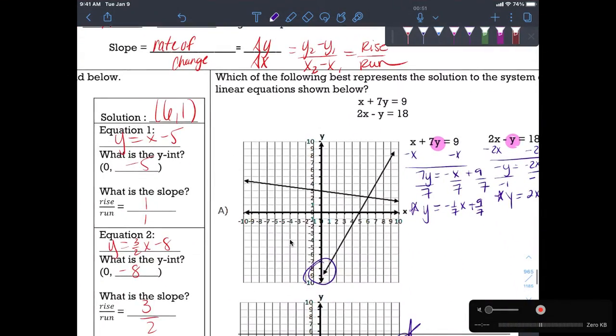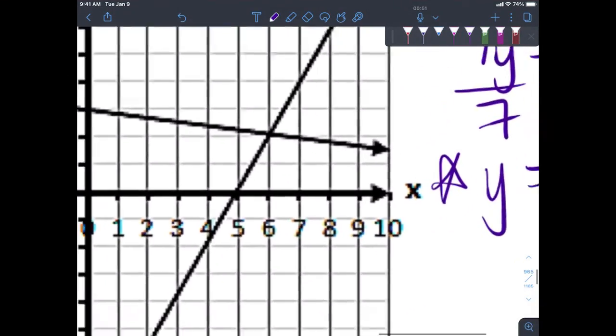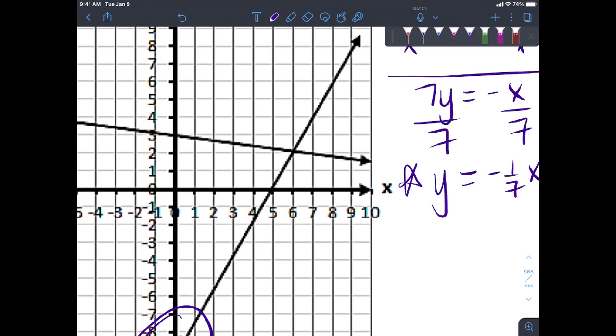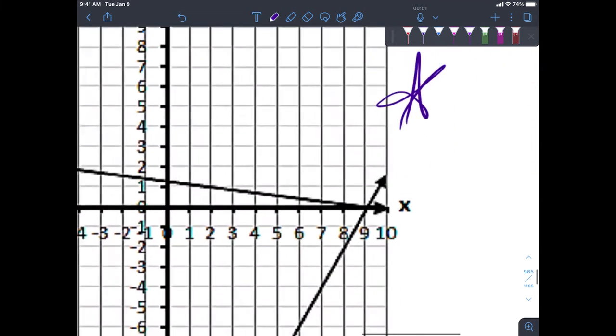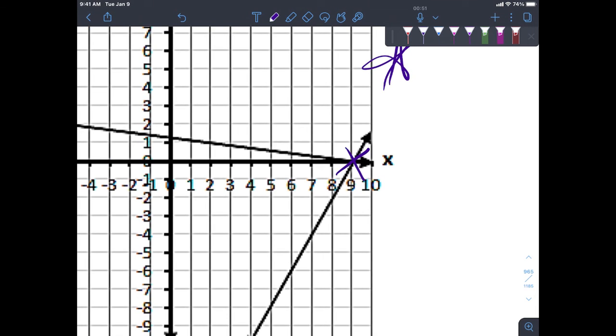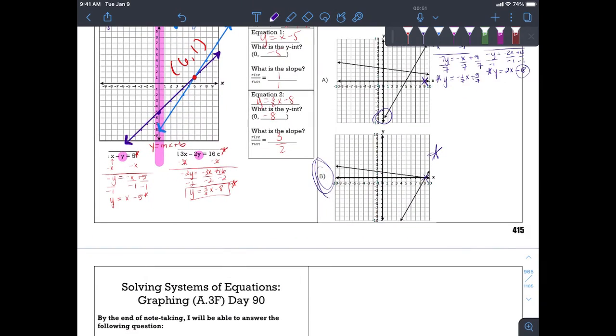So I'm going to look at these, and look at that. At 9 comma 0, these guys are nowhere near, so this one is definitely incorrect. And if I look at my correct answer, look at that. They both intersect right there. So that is definitely the correct answer.